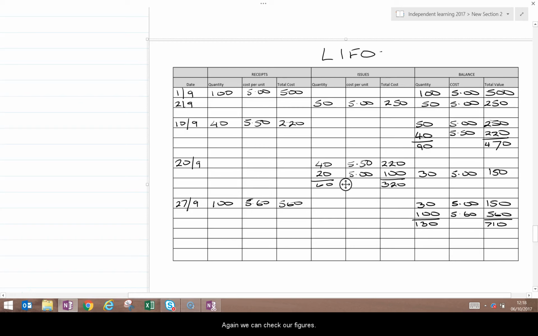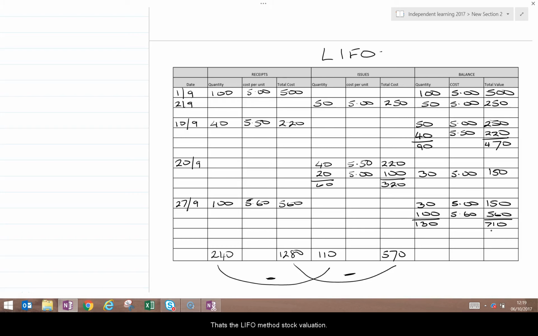Again, we can check our figures, add up our quantities that we've received, 240, valuation of 1280, add these up, 110, 570, and now just check, take those two figures away, make sure it comes to 130, take these two away, make sure it comes to 710. And that's the LIFO method of stock valuation. So we have just one more to look at, which is the AVCO, or the average cost.